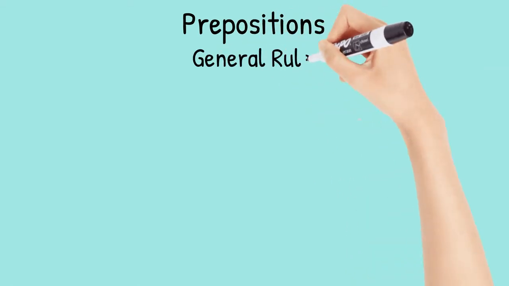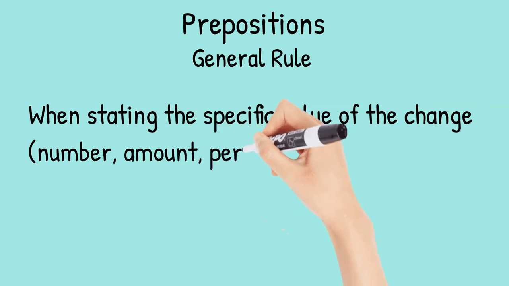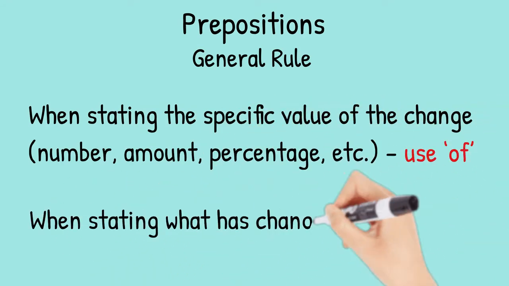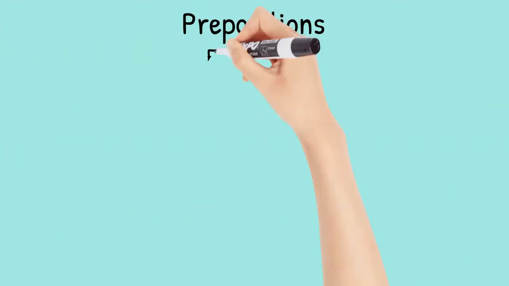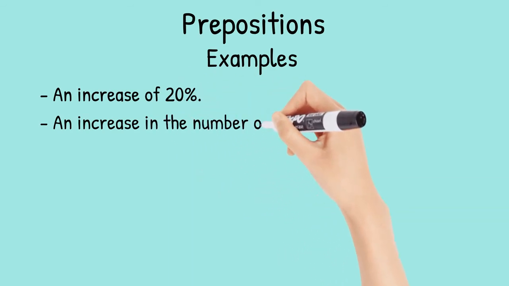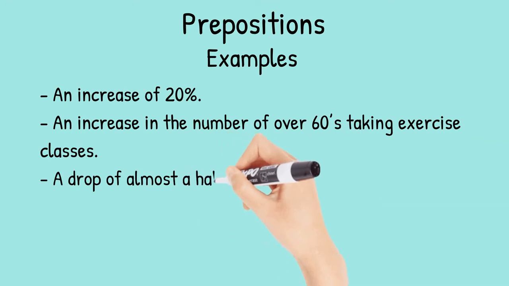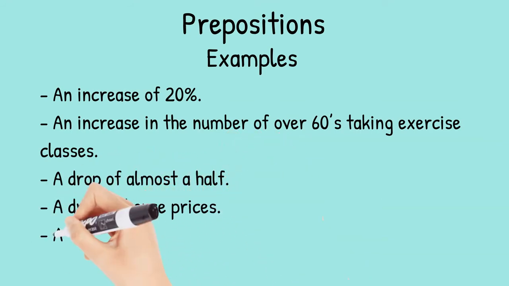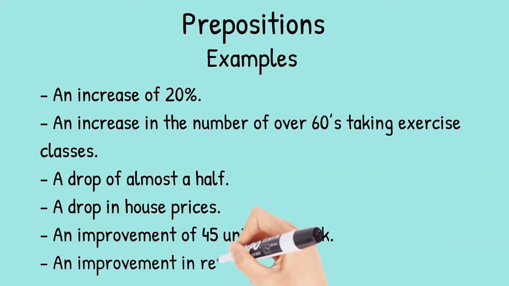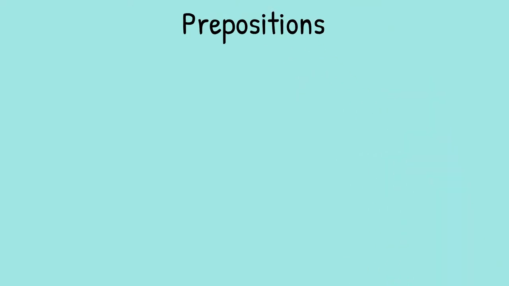Follow this general rule. When stating the specific value of the change, that is a number, an amount, or percentage, use of. And when stating what has changed, use in. For example, an increase of 20%, an increase in the number of over 60s taking exercise classes, a drop of almost a half, a drop in house prices, an improvement of 45 units per week, an improvement in retail sales from April to June. Of is also used after a value.